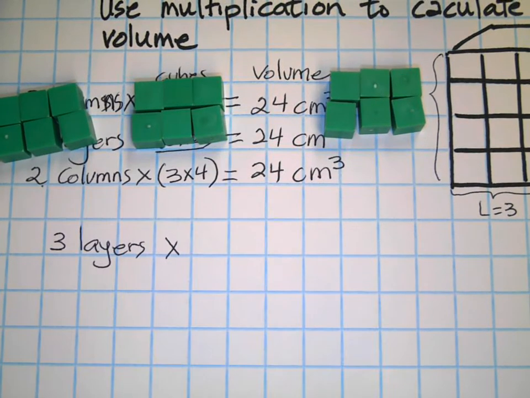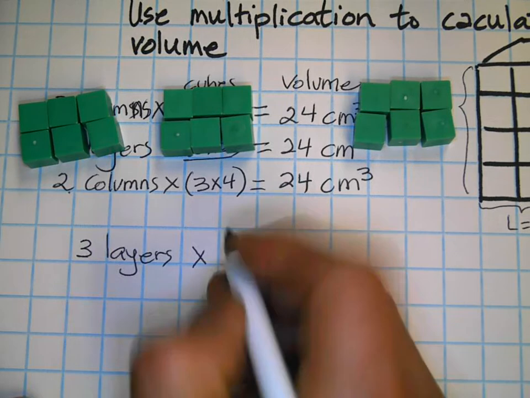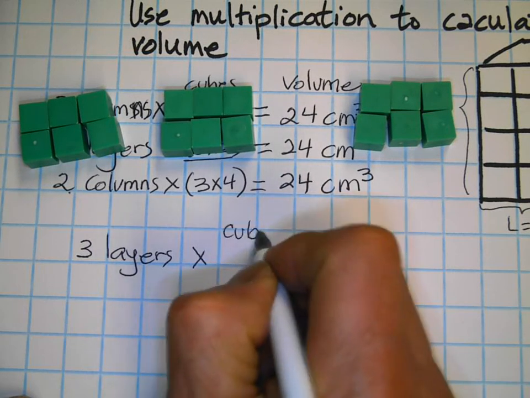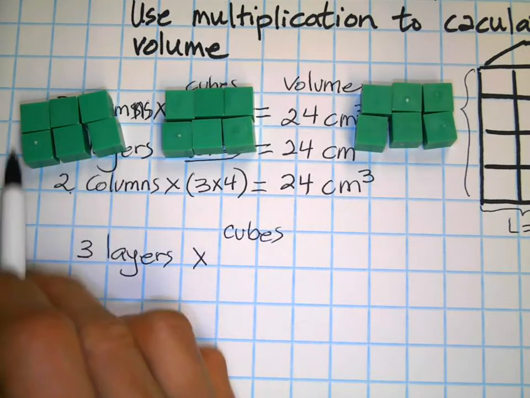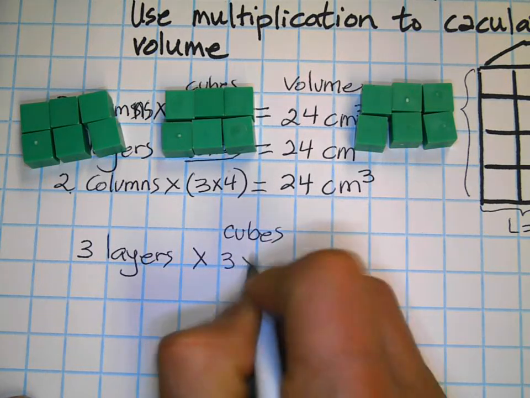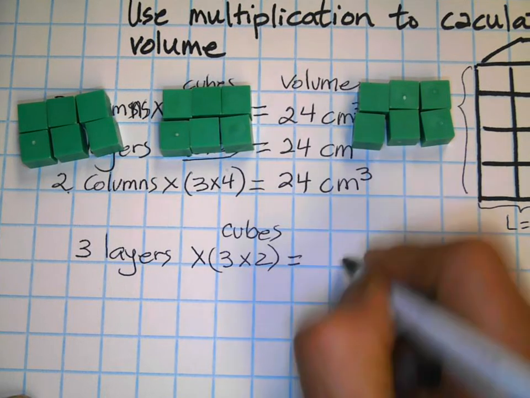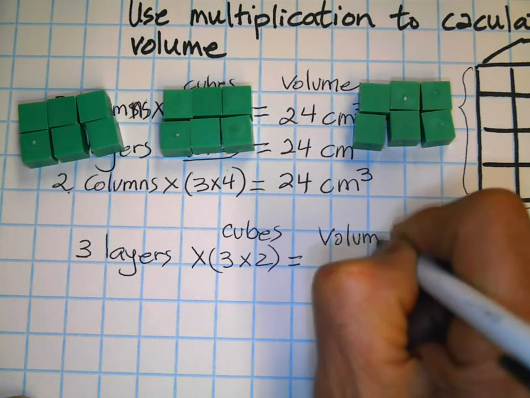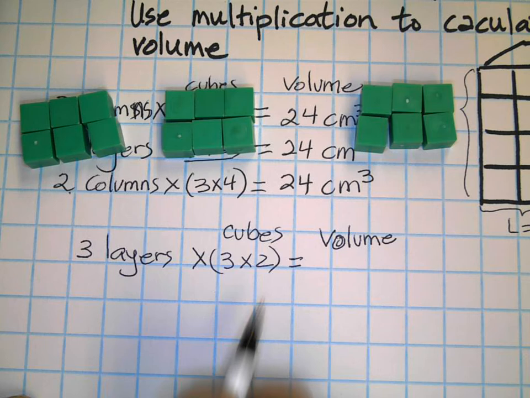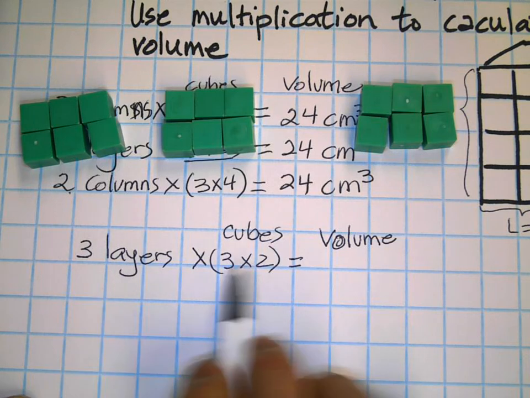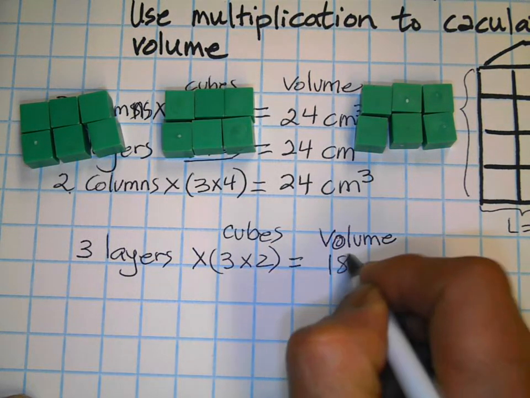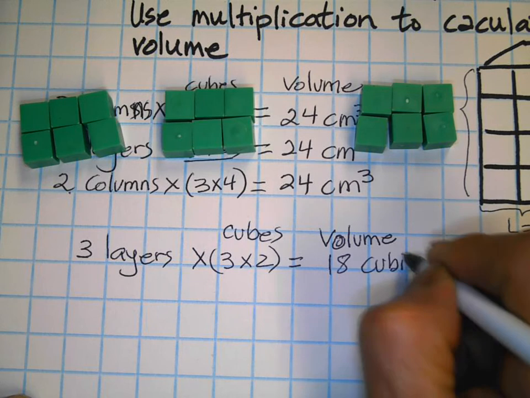So now you can see it's 3 layers times how many cubes in each layer. I'm going to write these cubes right here. So it's going to be 3 times 2 equals 6 cubes. And the volume is going to be your answer here. So it's 3 times 3 equals 9. 9 times 2 equals 18. So that is 18 cubic units.